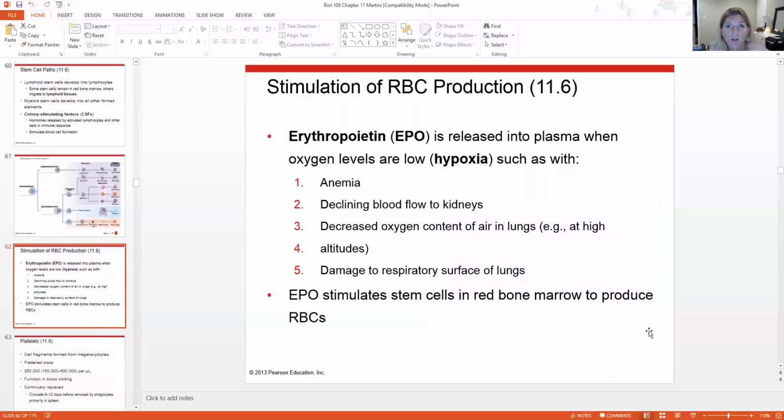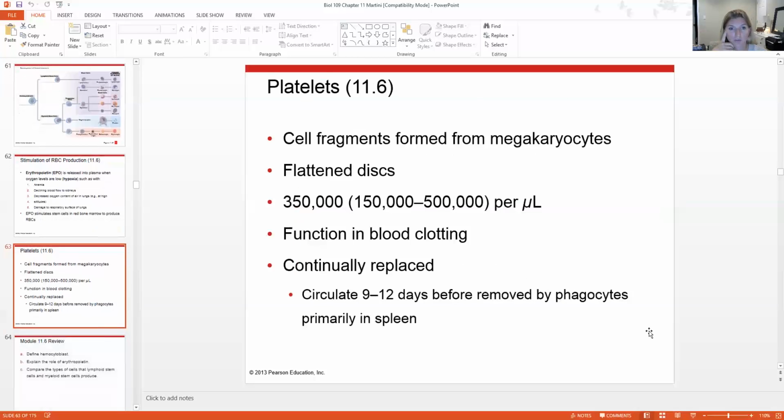So red blood cells are under hormonal control. Erythropoietin, or EPO, is released from the kidneys when oxygen levels are low, or hypoxia is occurring. This is when things like anemia are going on, maybe declining blood flow to the kidneys, decreased oxygen from the lungs, maybe you're living at high altitudes, and finally damage to the respiratory surface of the lungs, all stimulating your bone marrow to make more red blood cells. It's called erythropoiesis, or making red blood cells. EPO is also going to stimulate stem cells to increase their manufacturing of red blood cells.